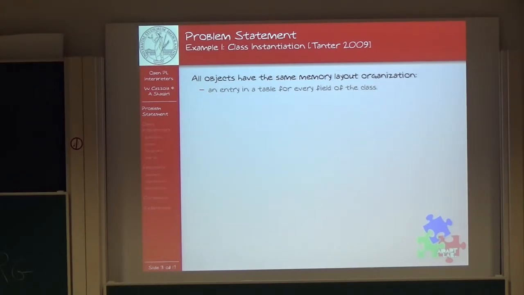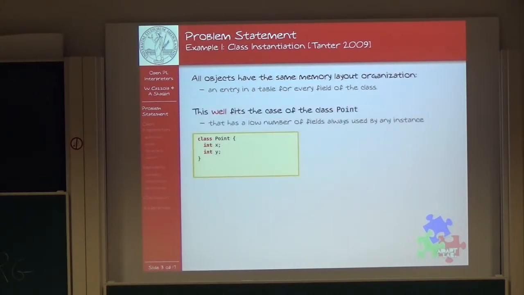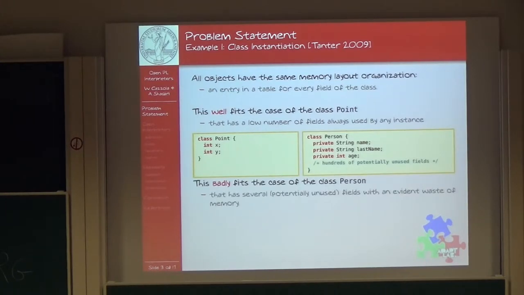In 2009, Tanter was pointing out one important problem. If you consider a language with classes, normally when you are looking at the implementation, what happens to an object is that you have one single structure implementing it, and this normally is just one table with a field for each entry of the table. This normally is a good compromise for performance when you have a small class with just two fields. But this is not always the case when you have a large class with a lot of fields and not all of them are used every time, like in the case of the class person. In this case, you are at least wasting space in the organization of your layout.